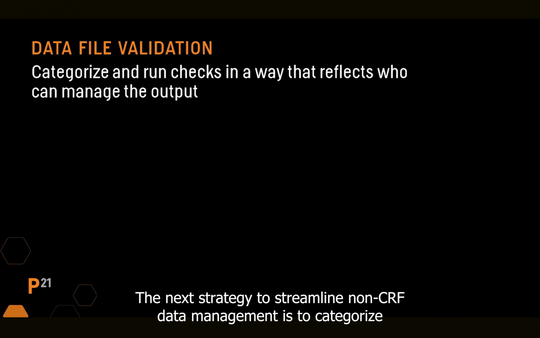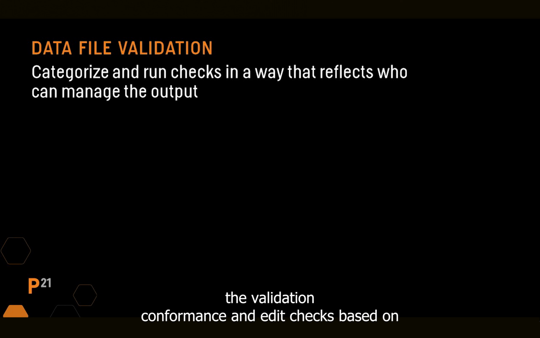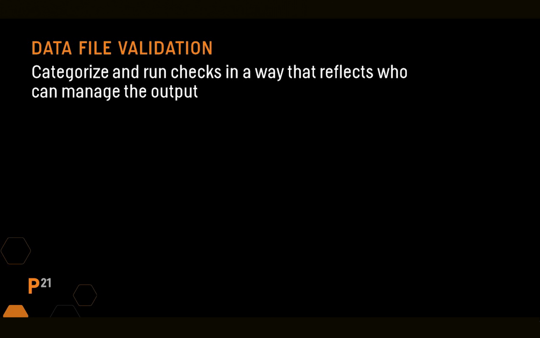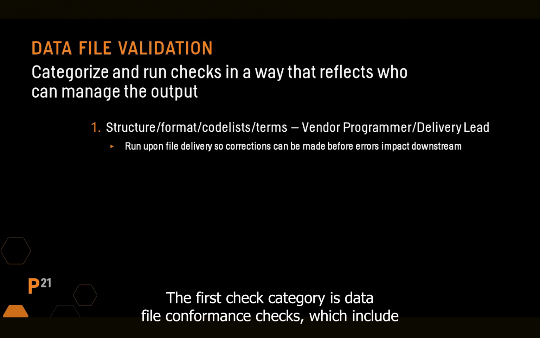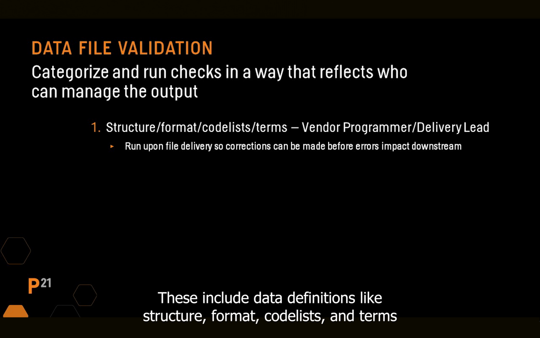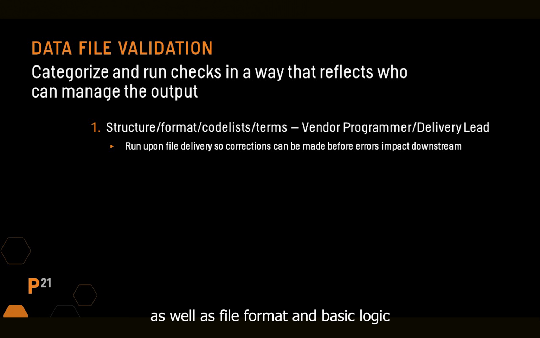The next strategy to streamline non-CRF data management is to categorize the validation, conformance, and edit checks based on when they should be managed in the workflow and by whom. The first check category is data file conformance checks, which include reviewing files received from vendors for adherence to the specification. These include data definitions like structure, format, code lists, and terms, as well as file format and basic logic checks like looking for duplicate records.